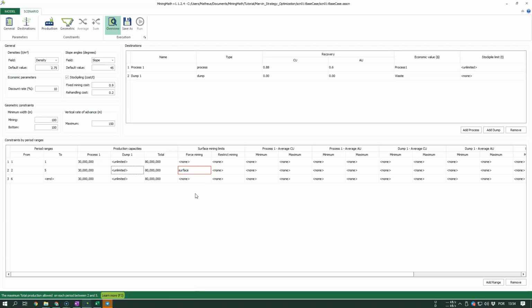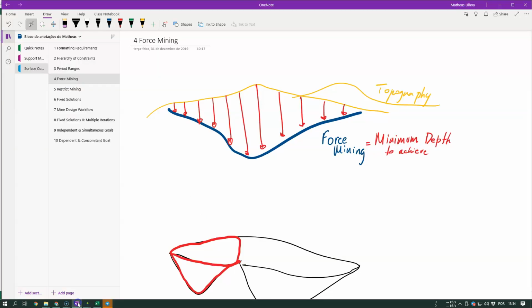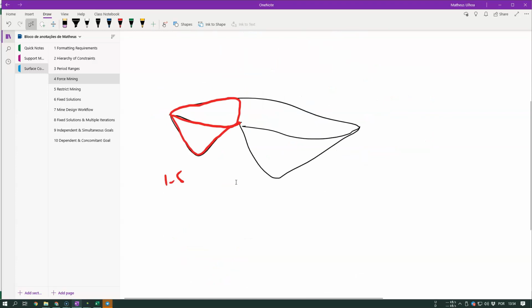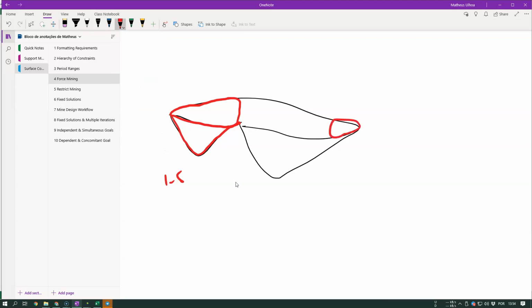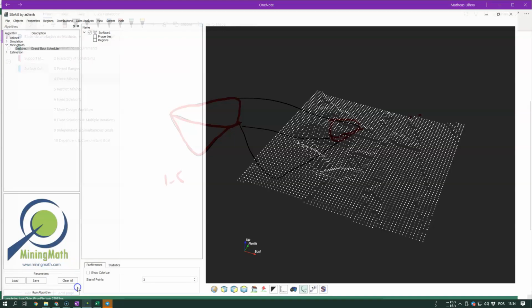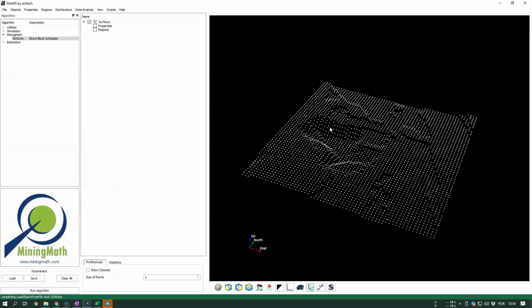Another point about this is the fact that for each paired range, we have the possibility of using just one file. This means that, for example, what if I need to force not only this area over here, but also this area over here? In this case, I should format the same grid of points.